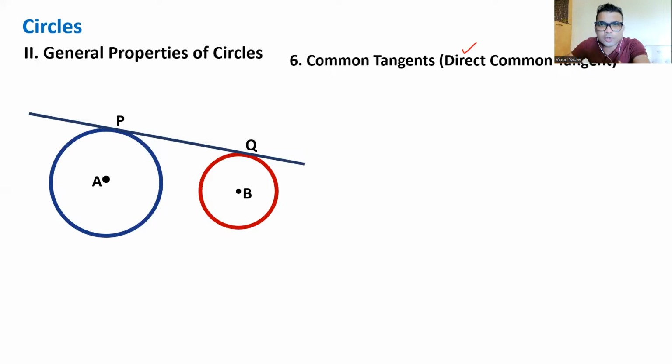In this case, you can see both the circles or both the centers are on the same side of this line PQ, of this tangent PQ. So when both the centers are on the same side of the tangent PQ, then the common tangent is called a direct common tangent, and in short form I'll call it DCT. I'm interested in finding the length of this direct common tangent.